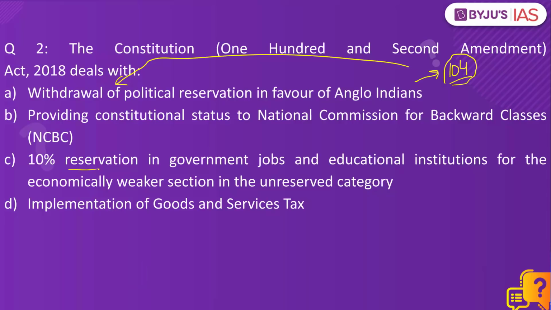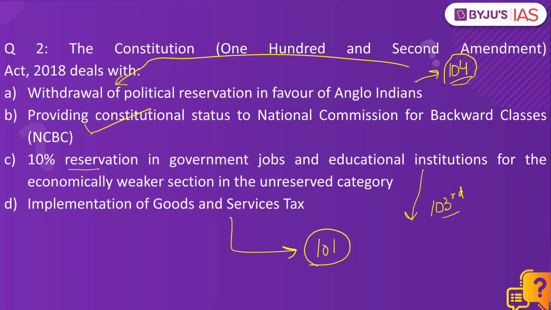The 10% reservation in government jobs and educational institutions, it was done by 103rd Constitutional Amendment Act. Implementation of the Goods and Services Tax, GST, was done by 101st Constitutional Amendment Act.